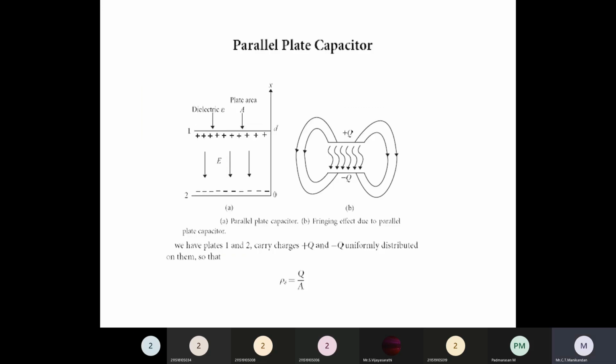The next one is the parallel plate capacitor. What is the capacitance of a parallel plate capacitor? One will be the positive plate, another will be the negative plate, separated by a small distance. The basic result for the parallel plate capacitor is C equal to epsilon A by D, where epsilon is permittivity, A is the area, and D is the distance.